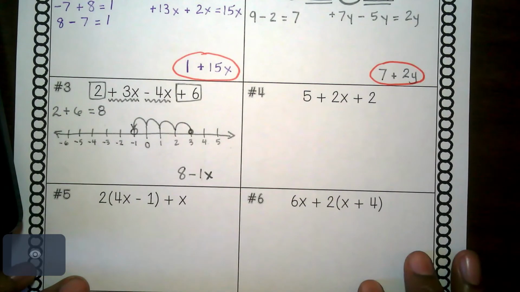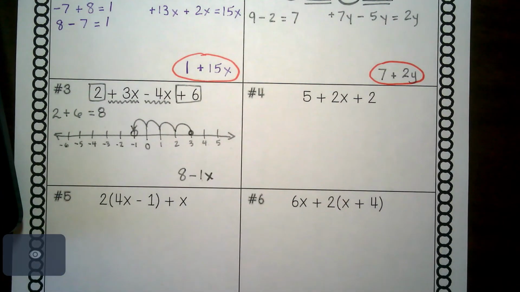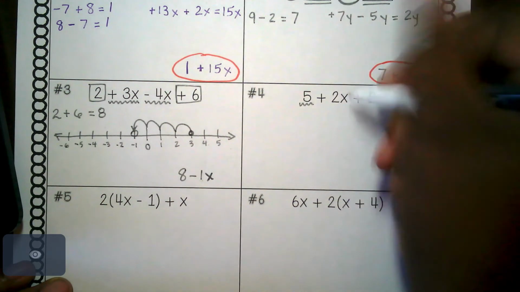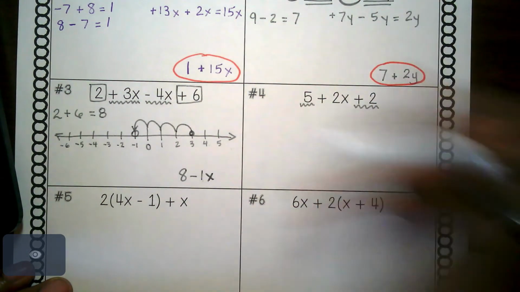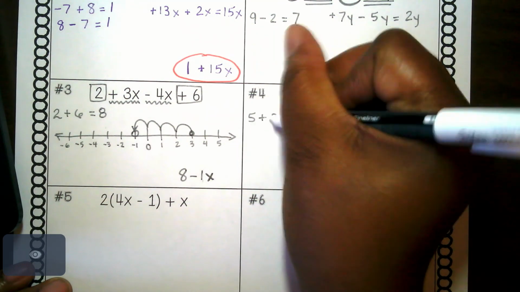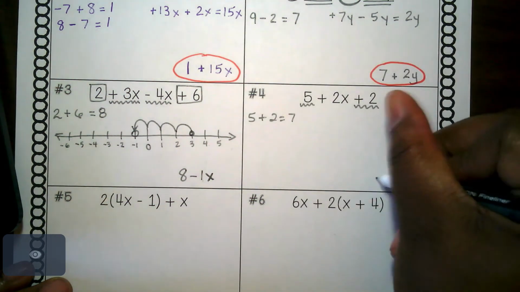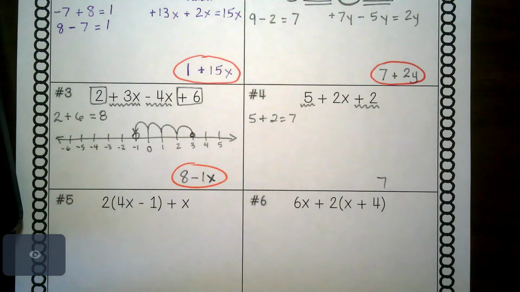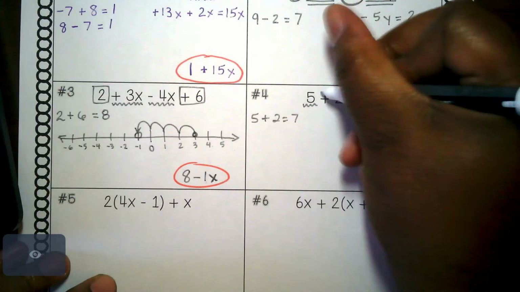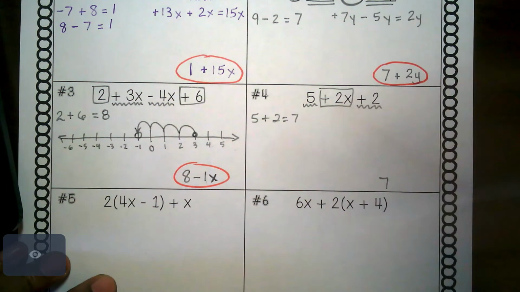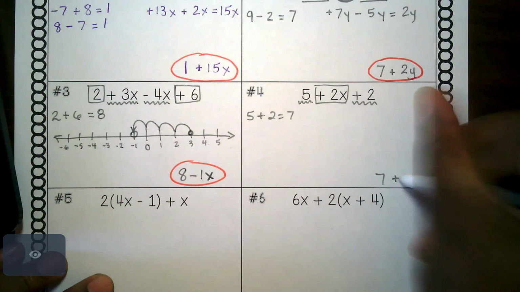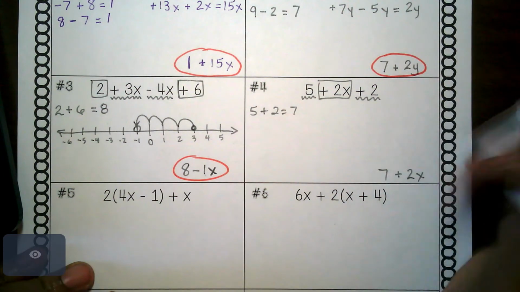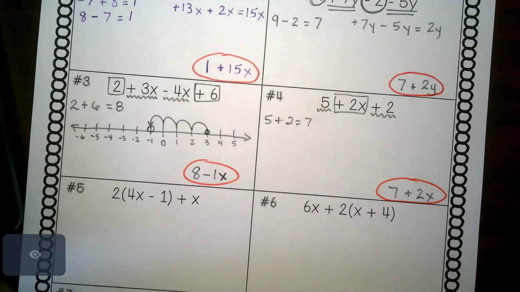All right, let's look at number 5. 5 plus 2x plus 2. So I'm going to start with my 5, and that's a constant, and I see a constant of plus 2. So I have 5 plus 2, which equals 7. 7 is going into my summary. So now I just have a plus 2x left. I have no terms like it, so I'm simply putting my plus 2x. And this is my final answer, 7 plus 2x.